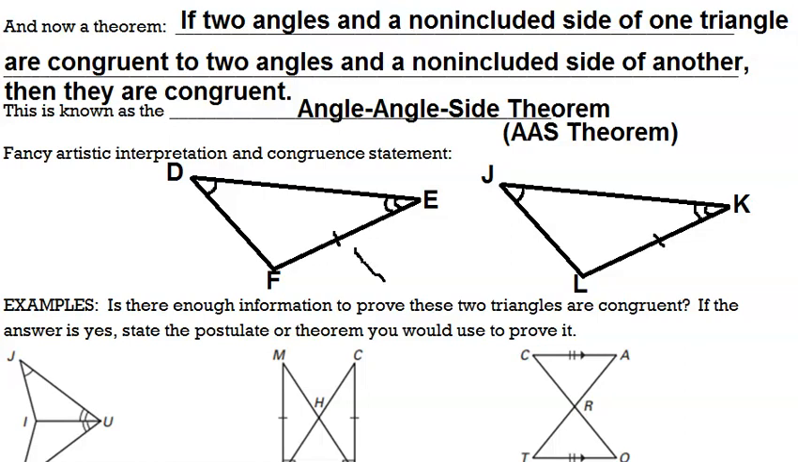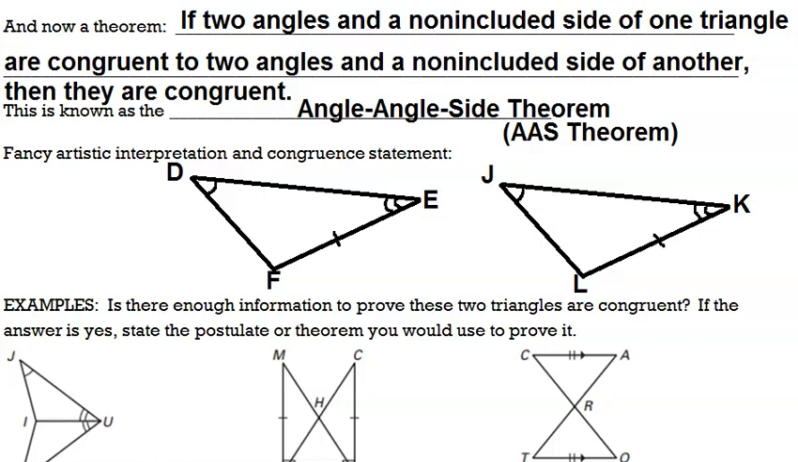And that would give us angle, angle, side. And then over here, you could see they match. Angle, angle, side. So that's a big key there.